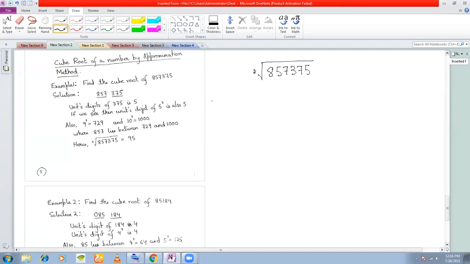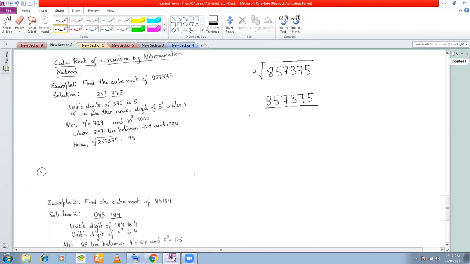It's a huge number. So how do I find out the cube root? Unless it is a perfect cube, you will not be able to find out. So the point is that this number has to be a perfect cube, only then you can use the approximation method. First of all, you write the number as 857375, such that you start grouping from this side. Remember, in square roots we were grouping in twos. Here we group the numbers in threes.